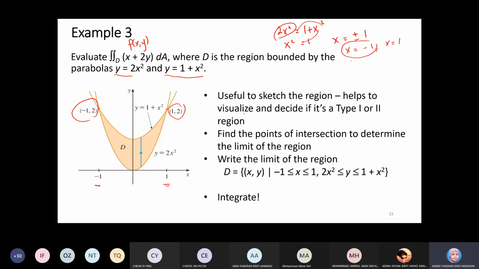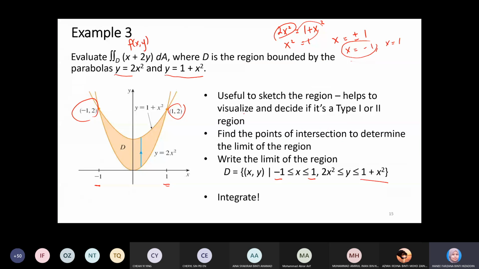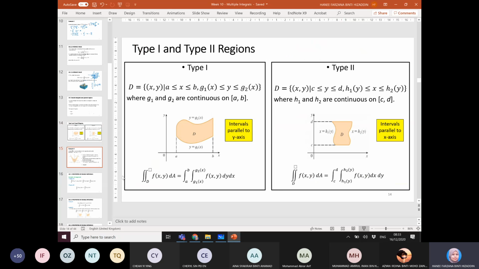After we have sketched the region and know the intersections, we can write the limits of the region. The limit of the interval on the x-axis is from -1 to 1, whereas for the y-axis the lower curve is 2x squared and the upper curve is 1 plus x squared. So that is your limit. The next step is for us to do the integration.